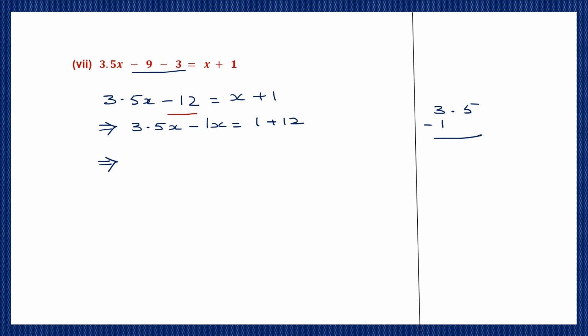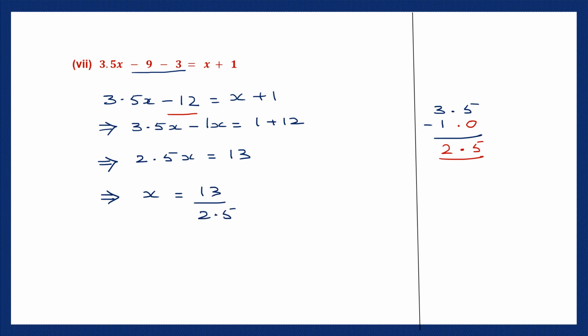And now, because they are like decimals, we have to put the point and the 0. Now they become like decimals. Let's subtract 5 and then put the point. 3 minus 1 is 2. So we've got 2.5x is equal to 1 plus 12, which is 13. So we can find the value of x by dividing 13 by 2.5.